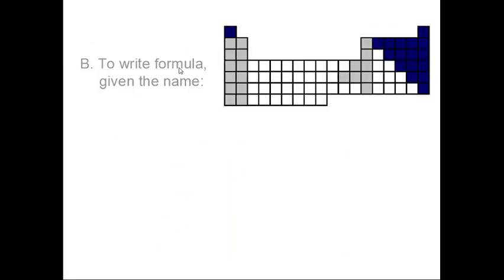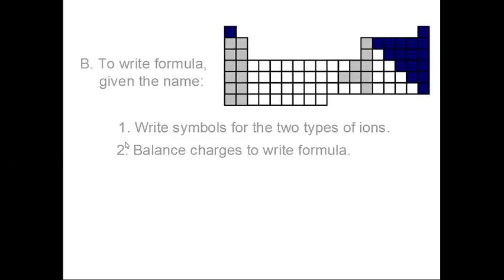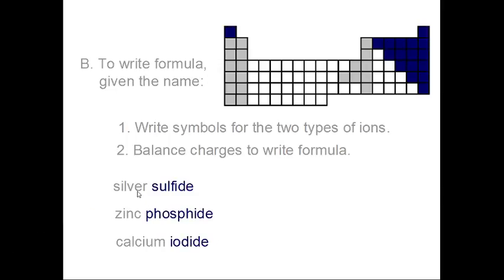All right, so how about write the formula, given the name? All you got to do is find the symbols for the 2 types of ions, and then crisscross for your charges. Silver, Ag+1. Sulfide, sulfur minus, I don't have my periodic table in front of me, sulfur -2. Crisscross your charges. Ag2S.